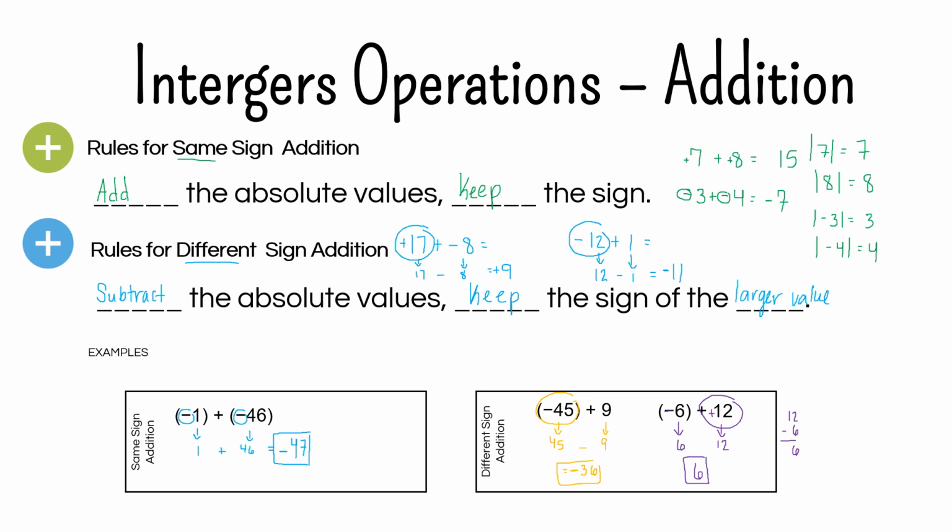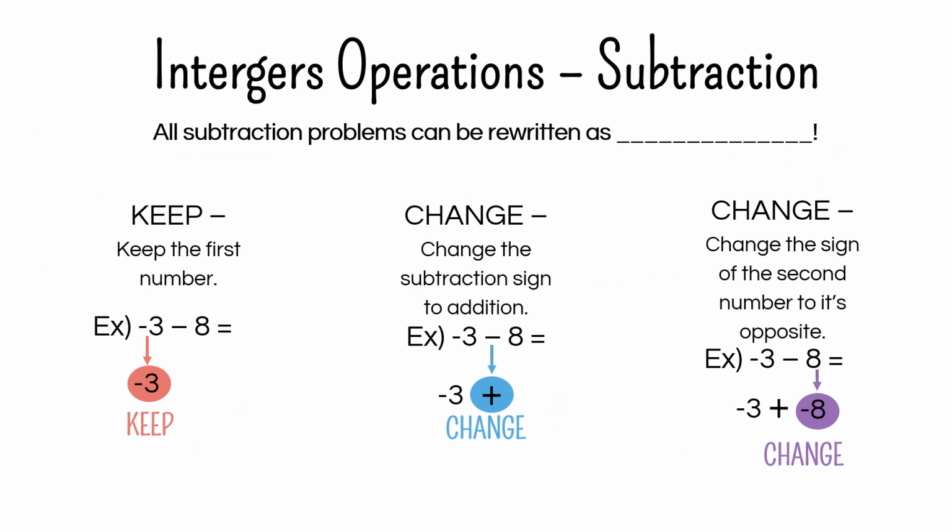Now, let's move on to our integer rules for subtraction. The cool thing about the subtraction rules is that all subtraction problems can be written as addition problems. Okay, so all subtraction problems end up being addition problems. Well, how does that happen?